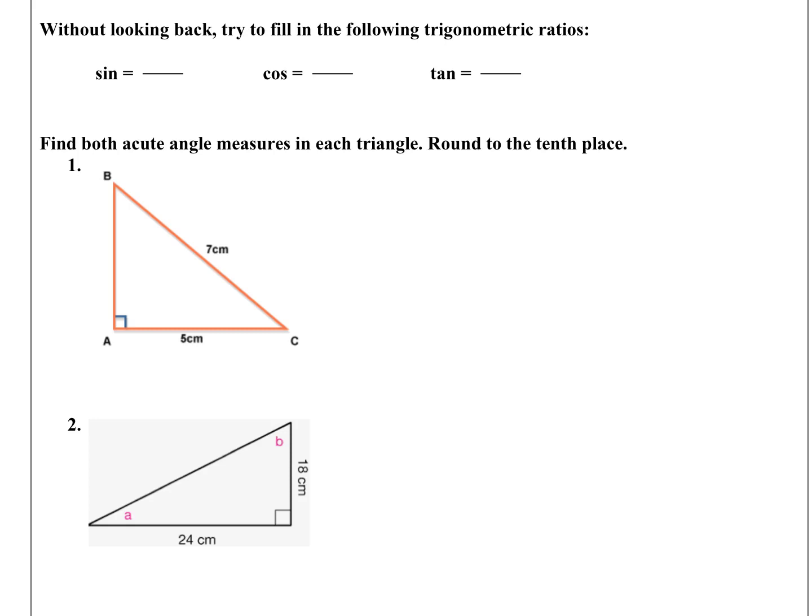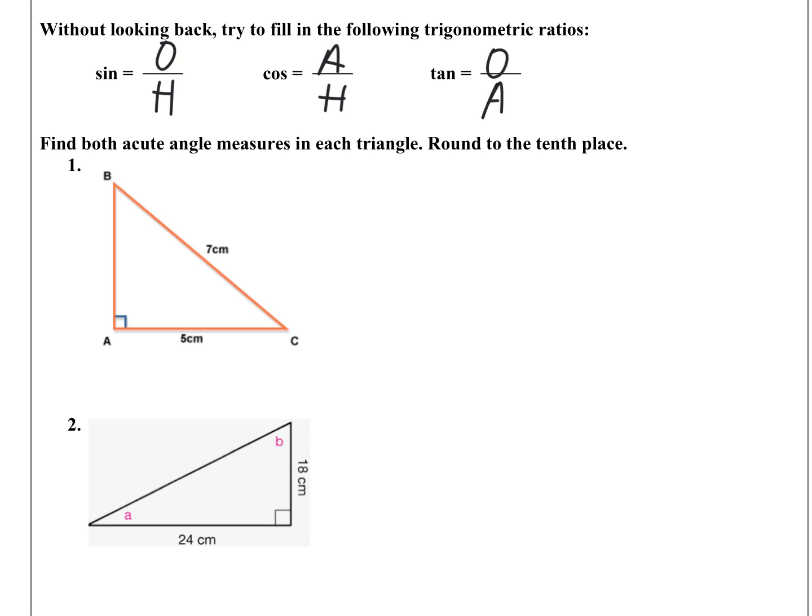This is part 3, finding missing angles. So without looking back, can you take 30 seconds right now and fill in what is sine, what is cosine, what is tangent? If you completely forgot, you can look at the whiteboard over there. Hopefully you've got that. So, SOH CAH TOA.